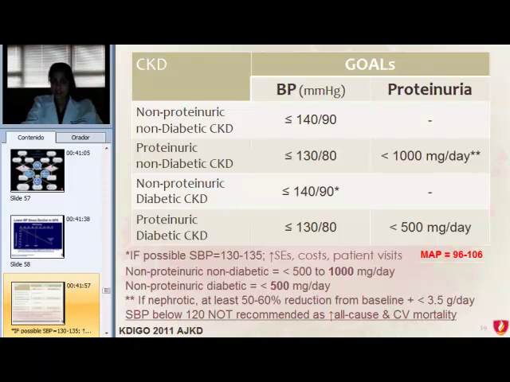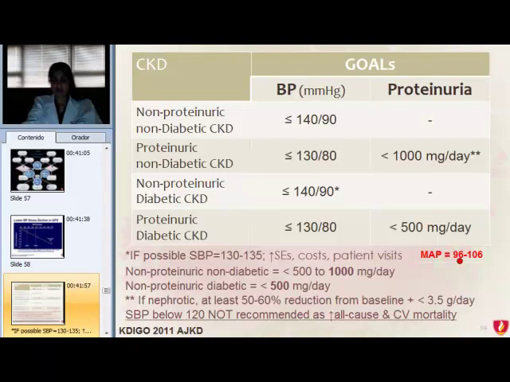These are the recommendations of the KDIGO system in 2011 in the non-pregnant state, but they also probably apply in pregnancy and should not be any different. So in patients with non-proteinuric, whether diabetic or non-diabetic, chronic kidney disease, the goal for blood pressure control should be less than 140 over 90. Some people have postulated that in patients with diabetic chronic kidney disease, the systolic blood pressure should be maintained between 130 and 135.